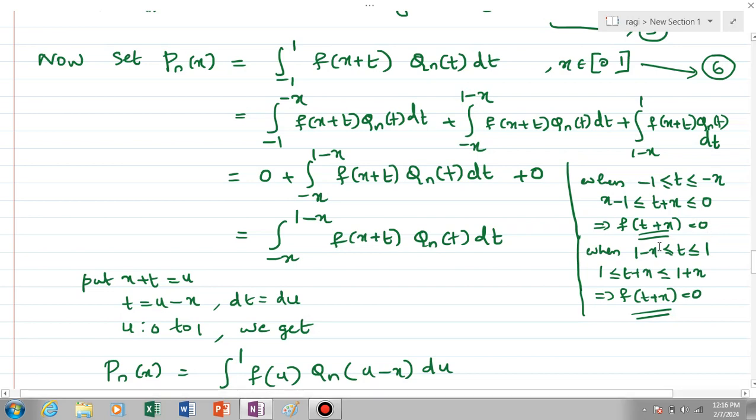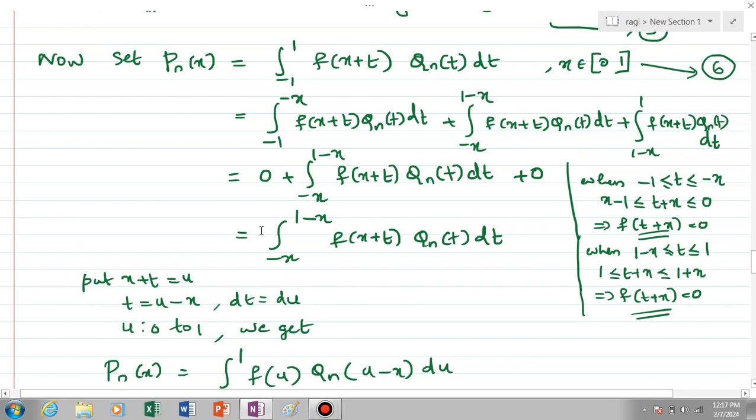Similarly, when the running variable t runs over the interval 1 minus x to 1, adding x, we get that 1 is less than or equal to t plus x is less than or equal to 1 plus x, that is, the point x plus t is outside the closed interval [0,1] again, and so f of t plus x is equal to 0, and so the first and last integrals are equal to 0. So we get that this is equal to the integral from minus x to 1 minus x of f of x plus t into Qn of t dt. Now the integration limits are minus x to 1 minus x.